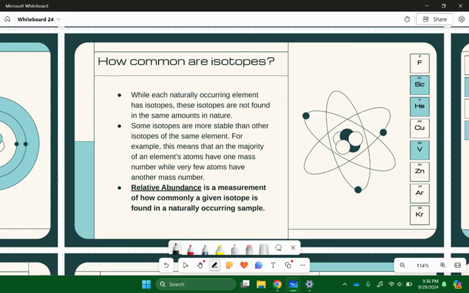Okay, so we need a way to calculate how commonly each individual isotope is found. So, what we have is a calculation called relative abundance. Now, this is sometimes called natural abundance, and it's a measurement of how commonly a given isotope is found in a naturally occurring sample. Basically, how common would a particular isotope be if you had like a container of that element? Okay.